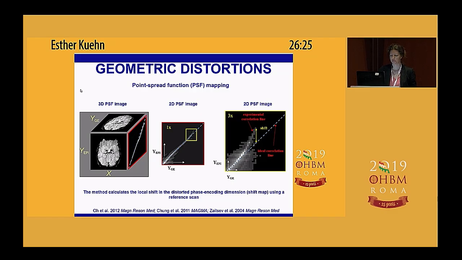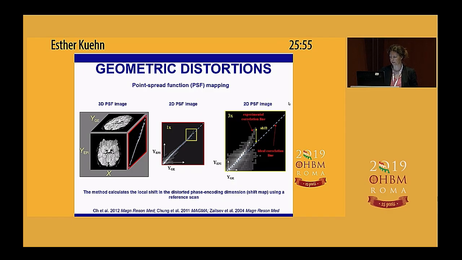And this reference scan is then used for applying a 3D Fourier transformation, giving you this 3D PSF image, which is basically calculating the local shift in the distorted phase encoding dimension, creating a shift map that can then be used to correct your acquired EPI data sets. And this correction is done online. So at the output level, you already get the distortion-corrected data out of your processing pipeline.